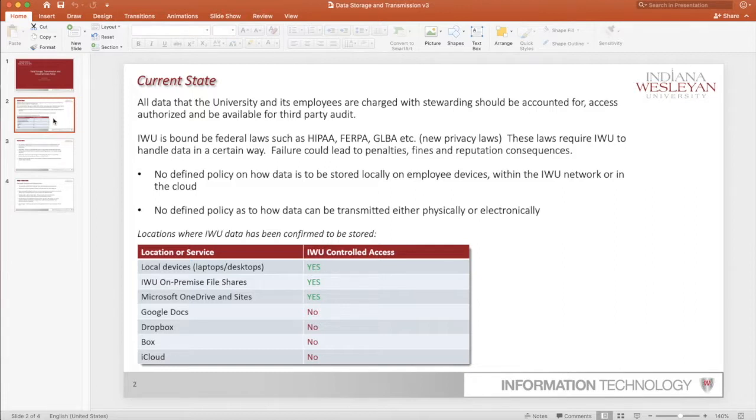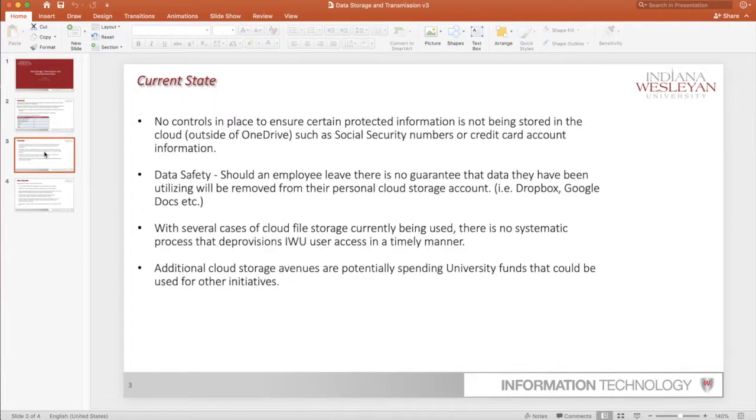There are several folks using these applications, but right now they're not required to use an ID or password provided by Indiana Wesleyan. No controls are in place to ensure certain protected information is not being stored in the cloud outside of Office 365, such as Social Security numbers or credit card information. Data safety: should an employee leave, there is no guarantee that data they have been utilizing will be removed from their personal cloud storage account. And this includes Dropbox, Google, and the likes.